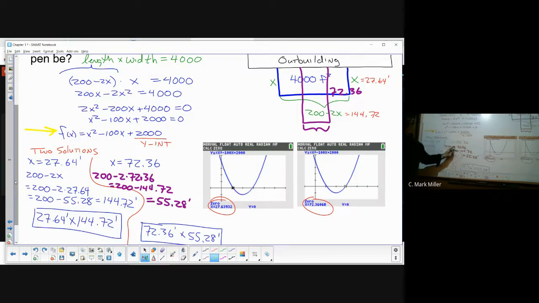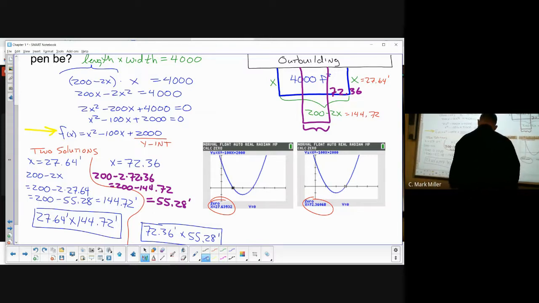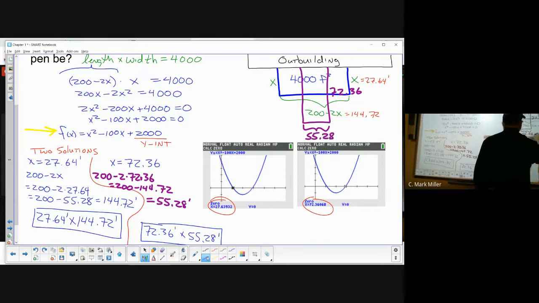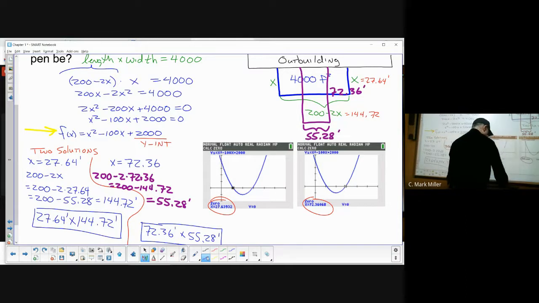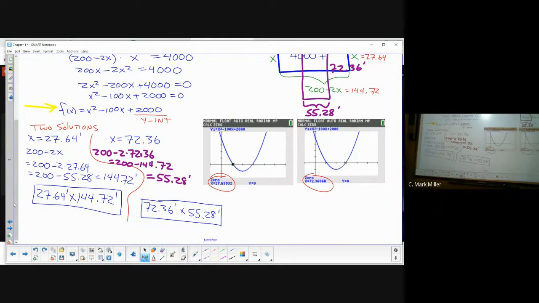I put it in purple here, so it corresponds to the purple here. But this came out to over here, 55.28. Okay. So those are our 2 solutions. Any questions?